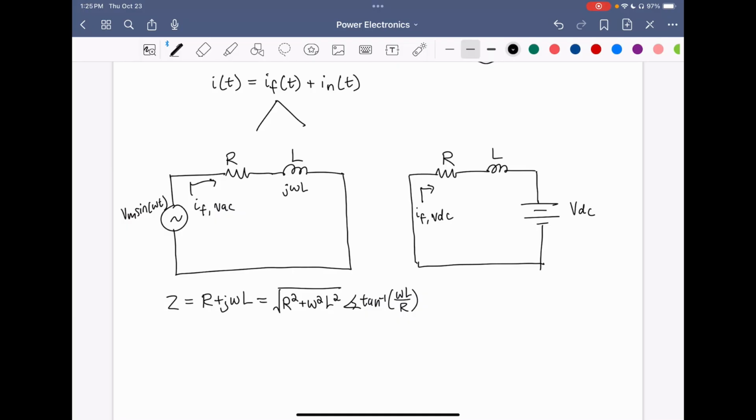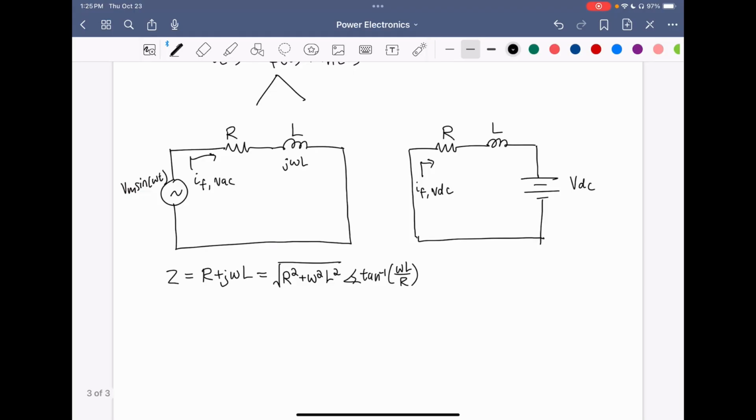Now, to find the current i_F,VAC, this is just an application of phasors. So we're going to have, let's just call this magnitude |Z|, and let's just call this theta.